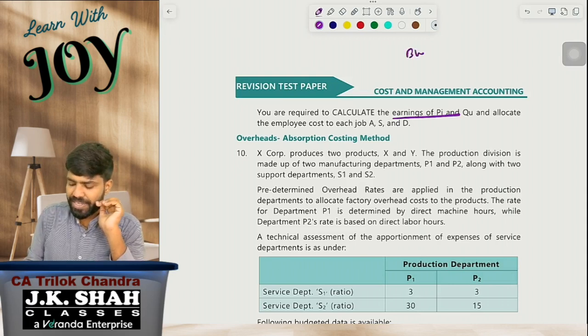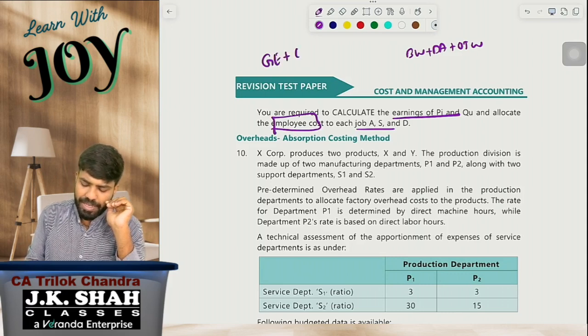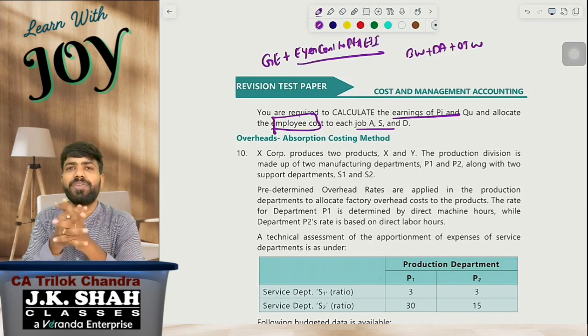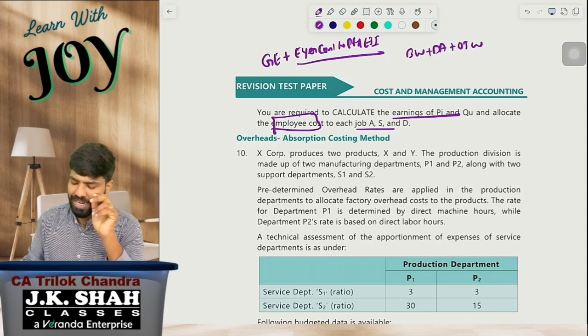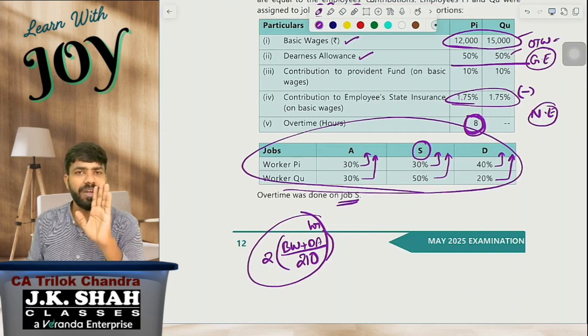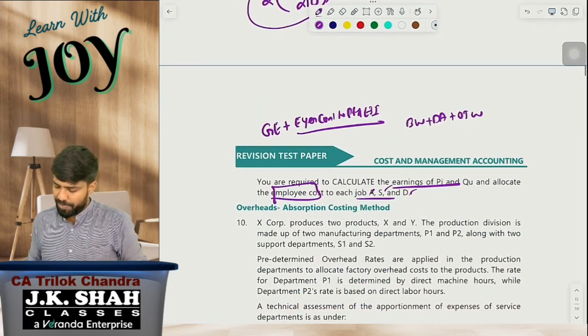Okay, next. You are required to calculate earnings. Earnings means basic wages plus DA allowances plus overtime wages, of P and Q. And allocate employee cost to each job A, S, D. Employee cost means gross earnings plus employer contribution to PF and ESI. This is equal to employee contribution to PF and ESI. Make total of this, we will get employee cost. Then allocate to A, S, D in the given proportion. Are you understanding? And one more thing. Okay, let me explain with the help of the solution.